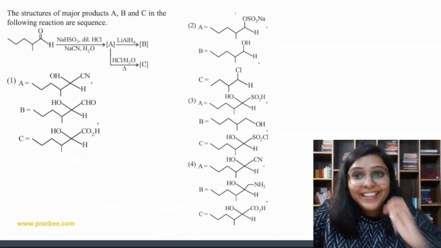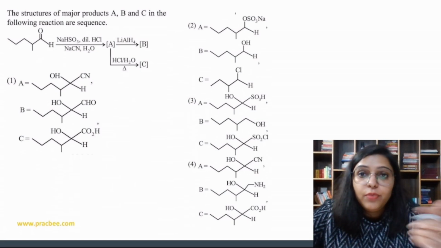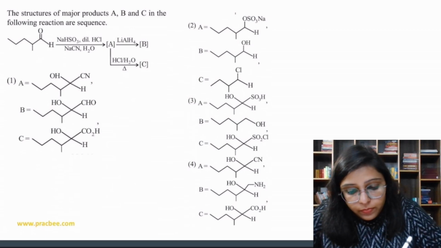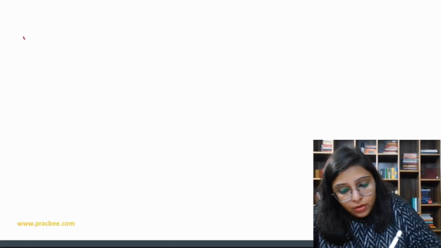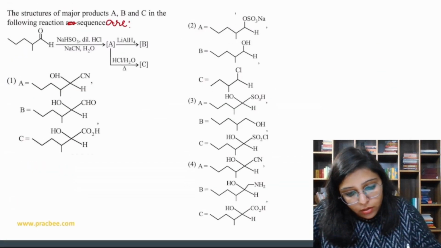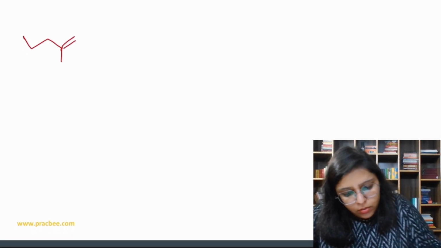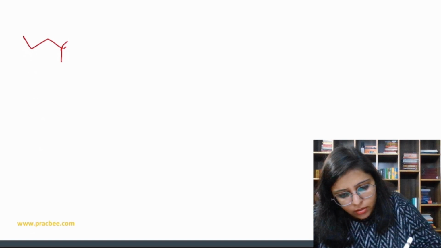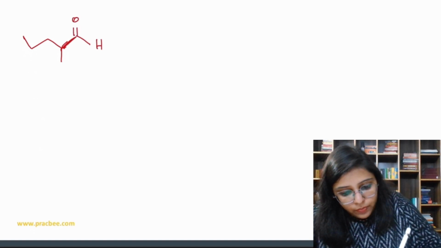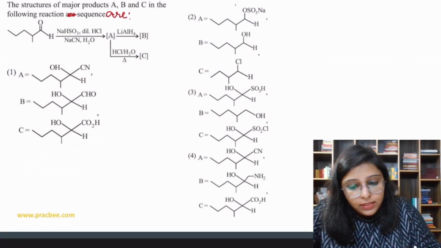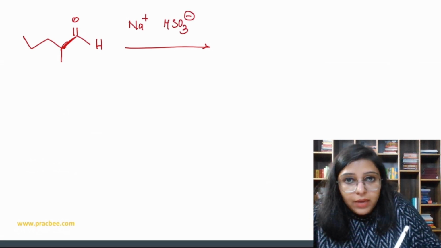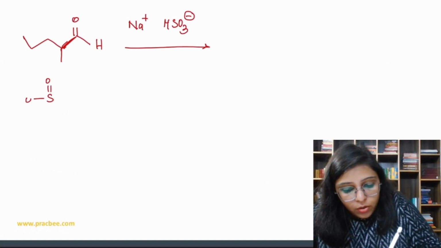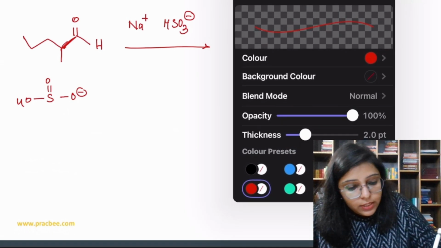Oh, it's a big question. The structures of major products A, B, C in the following reaction sequence are. So let me write everything. So we have double bond O and H. We have NaHSO3 and dilute HCl. So NaHSO3 gives Na plus and HSO3 minus. So HSO3 minus is going to be written as double bond O, OH and O minus. Okay, this is HSO3 minus.